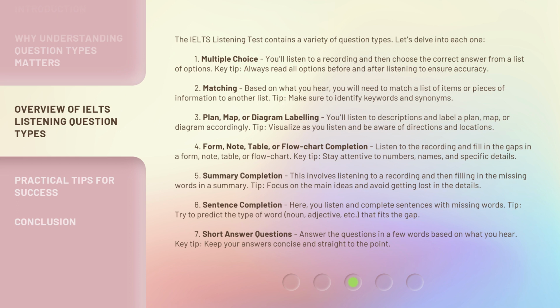5. Summary completion. This involves listening to a recording and then filling in the missing words in a summary. Tip: focus on the main ideas and avoid getting lost in the details. 6. Sentence completion. Here, you listen and complete sentences with missing words. Tip: try to predict the type of word, noun, adjective, etc., that fits the gap.